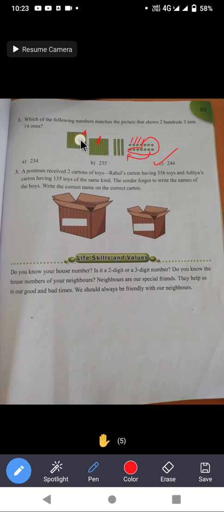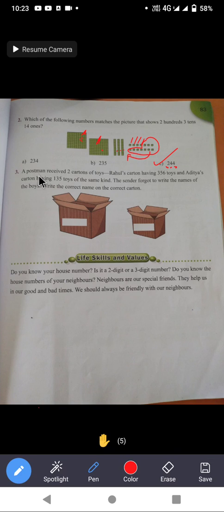We have 200s, so 2 is at the 100th place. How many tens do we have? 1, 2, 3, and 1 ten comes from this side. It will become 4 tens. And how many ones are left? 1, 2, 3, 4. 4 at the ones place. So 244 will be the correct answer.